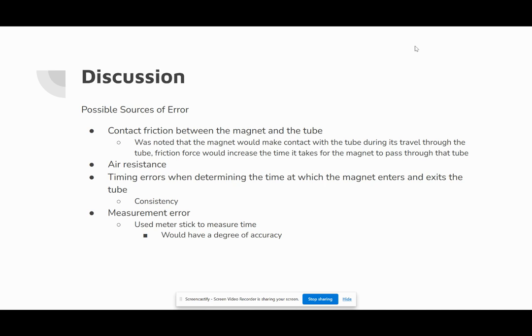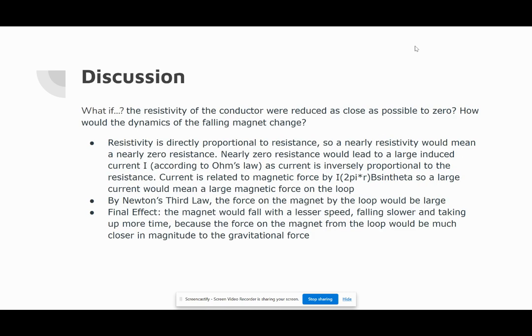Some of the possible sources of error are going to be contact friction, air resistance, timing errors, and measurement errors. These would all potentially affect the speed of the magnet or could be inaccuracies in our measurements.